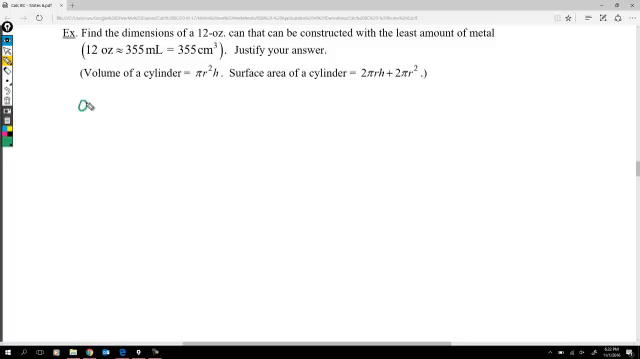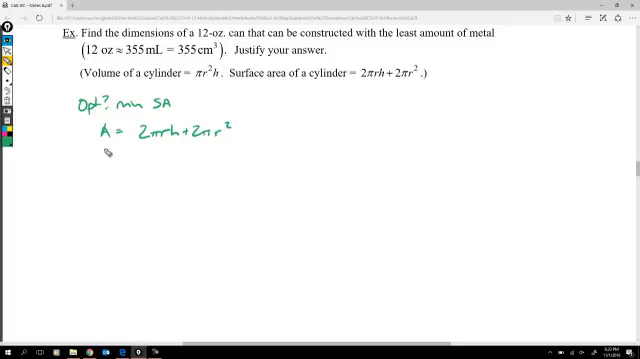Okay, so first I've got to figure out what I am trying to optimize. Well, I'm trying to optimize my surface area. I'm trying to find a minimum surface area. And that equation is right here. They gave me my volume. So first of all, let's set up some of my equations. I know my surface area is 2 pi R H plus 2 pi R squared. Okay, so this is what we're trying to optimize.